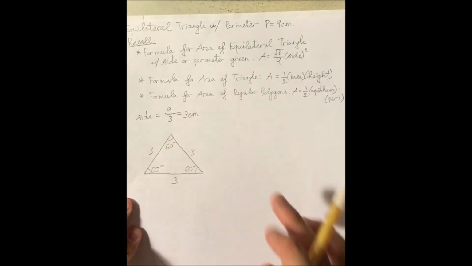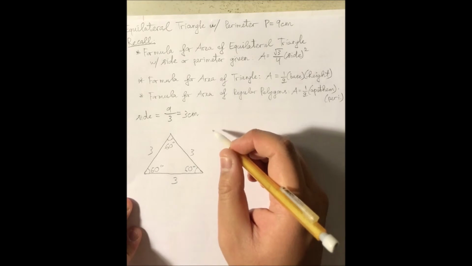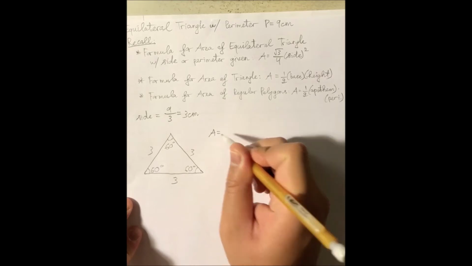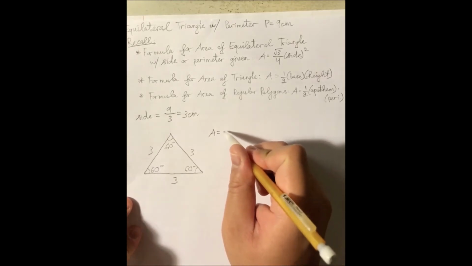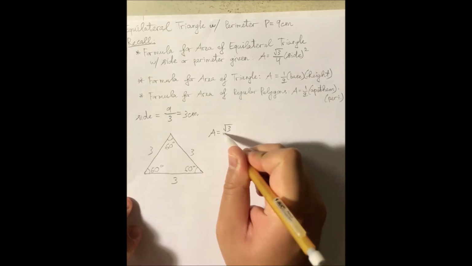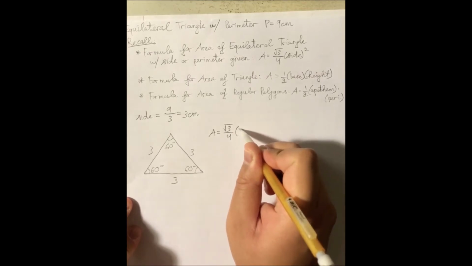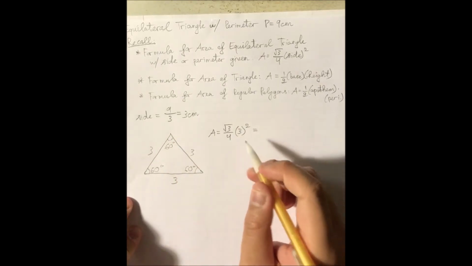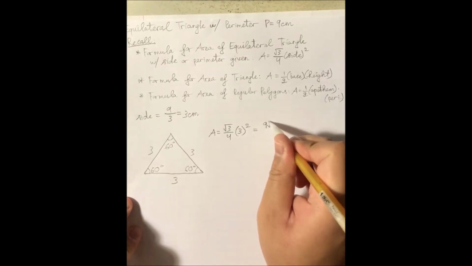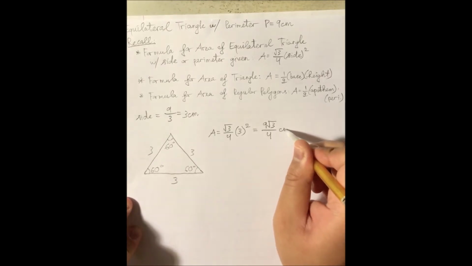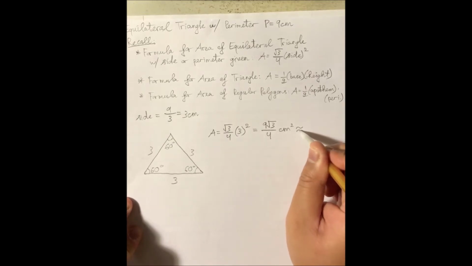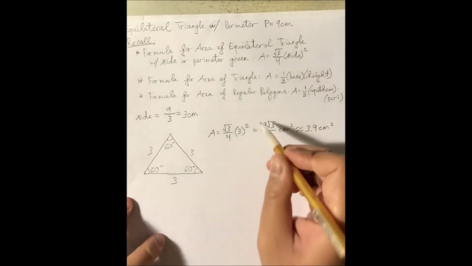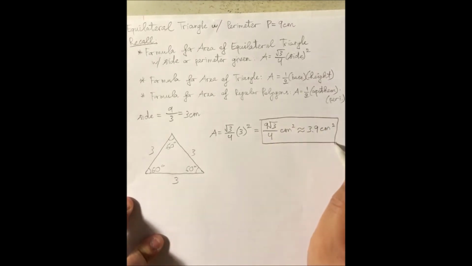Now, using the first formula, the area of an equilateral triangle, the area of this regular 3-sided polygon is A equal to the square root of 3 over 4 multiplied by 3 squared, because the side is 3 centimeters. 3 raised to the second is 9, so we get 9 times square root of 3 over 4 centimeters squared. If you want it in decimal form, this is approximately 3.9 centimeters squared. So this is your answer using the first formula.